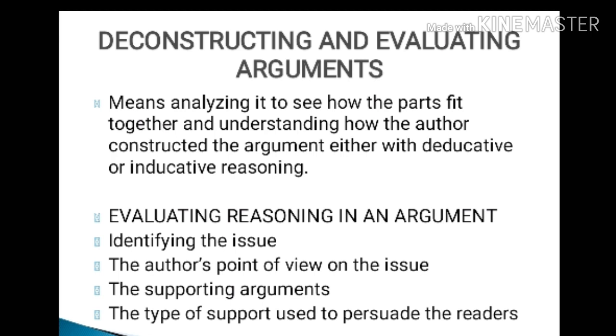Okay, here I have some ways of evaluating reasoning in an argument. The first is identifying the issue. The second, the author's point of view on the issue. The third, the supporting arguments. And the last one is the types of support used to persuade the readers.